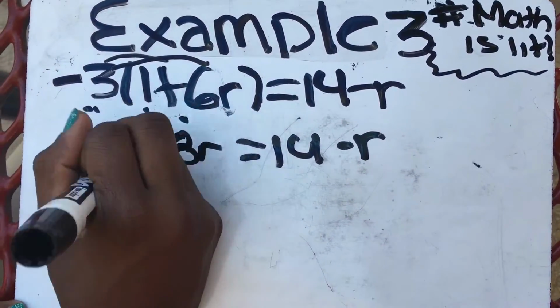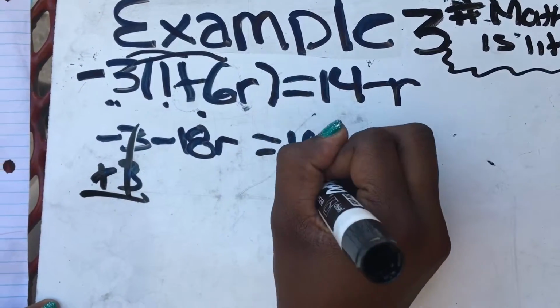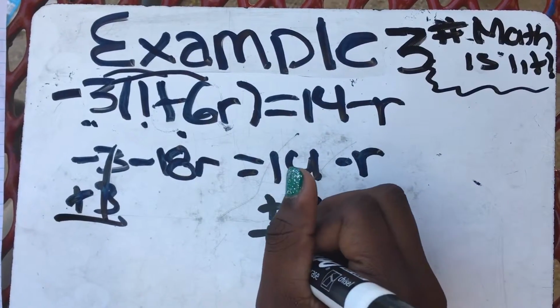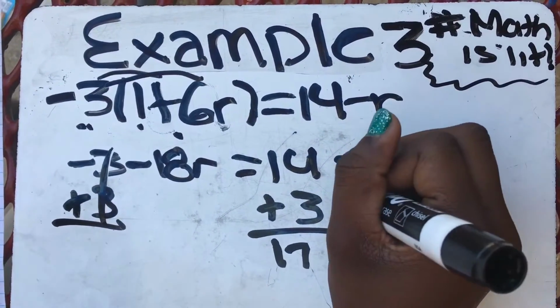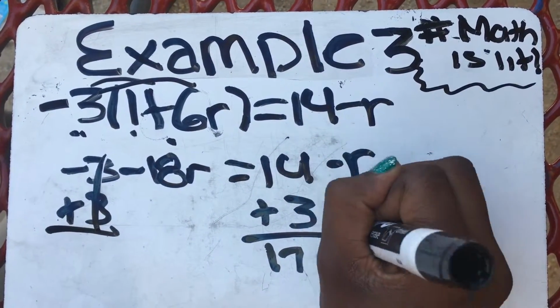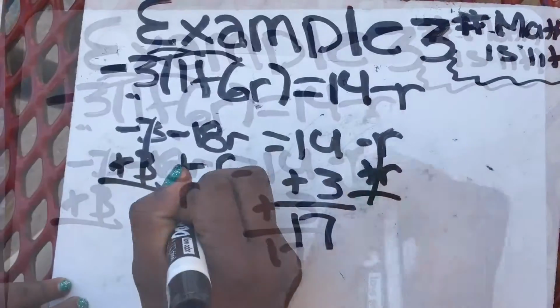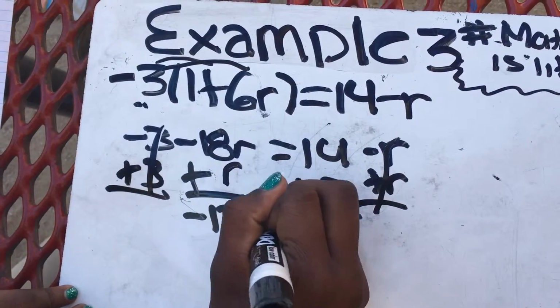And then do the opposite inverse operation of the 3 because you're going across the equal sign, and so that's 14 plus 3, which will give you 17, and then you do the opposite inverse operation of the r to get that across the equal sign, and then you do negative 18 plus r gives you negative 17.